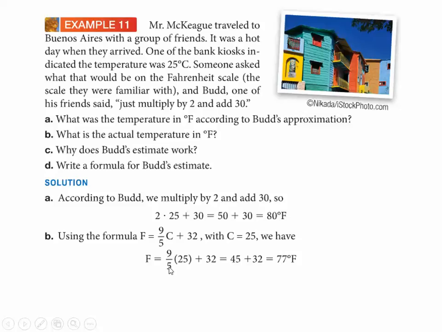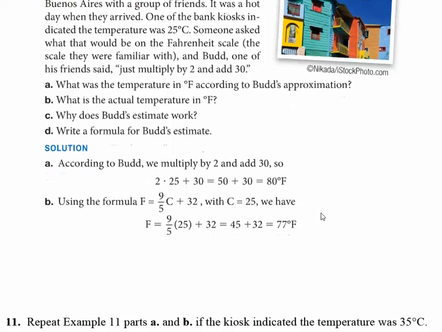90. 9 divided by 5? Yeah, it's about 1.8, right? Because 10 divided by 5 would be 2, right? 9 divided by 5 is about 1.8. So it's a little bit off from 2. All right, so let's do this one here then.